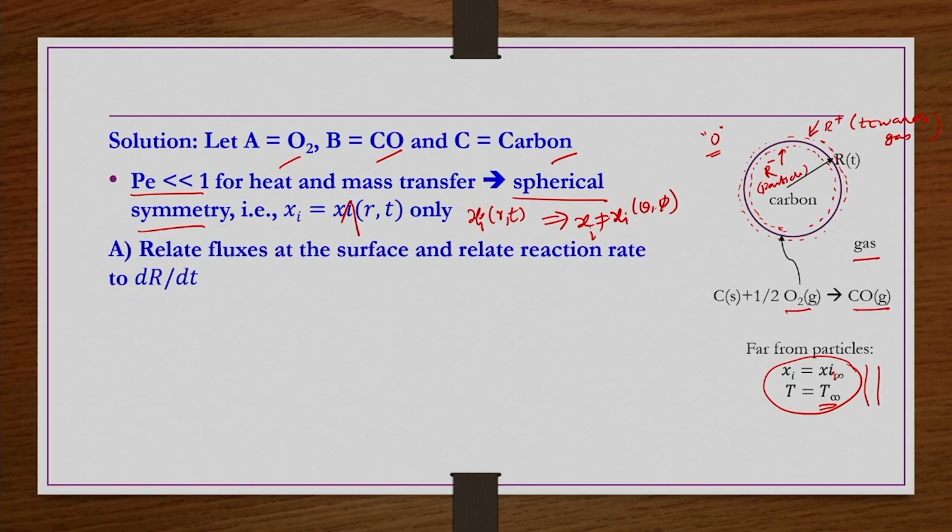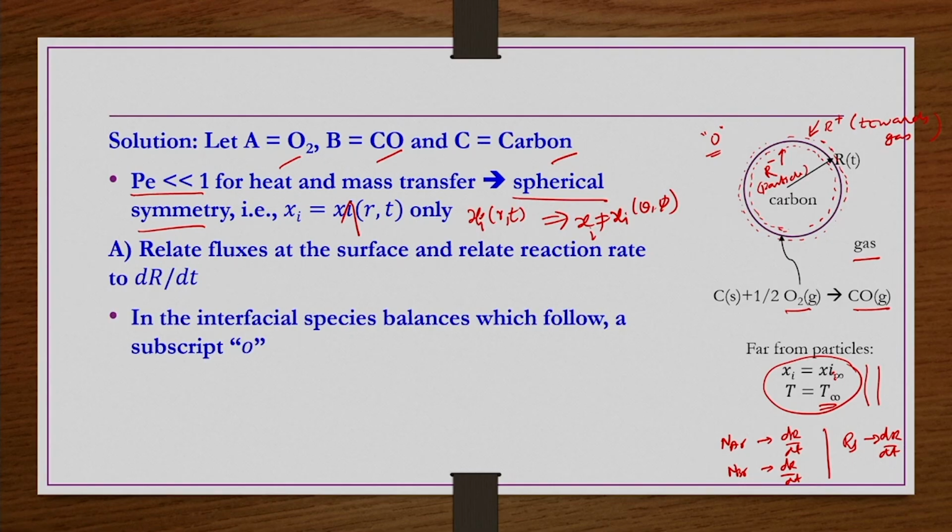Now, the first part of the question: relate fluxes at the surface and relate the reaction rate to dr by dt. So, we will be developing some relations, let us say N_Ar as a function of dr by dt, then N_Br as a function of dr by dt, or R_s as a function of dr by dt. These kinds of relations we can develop only when we do the balances, right.